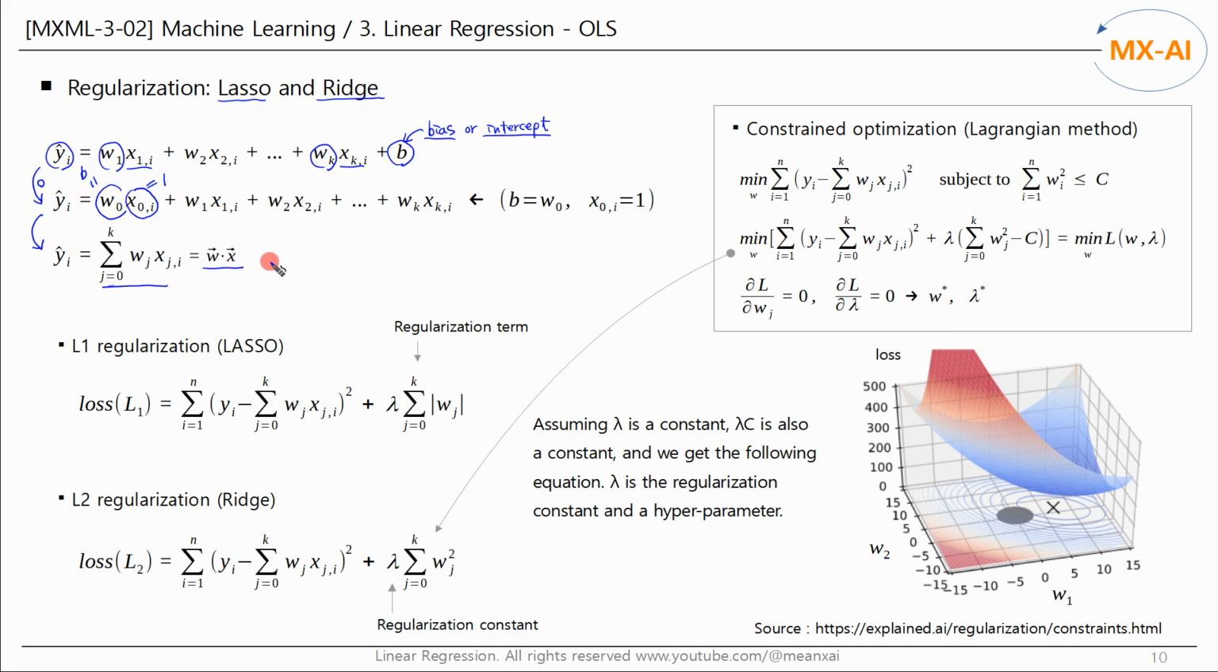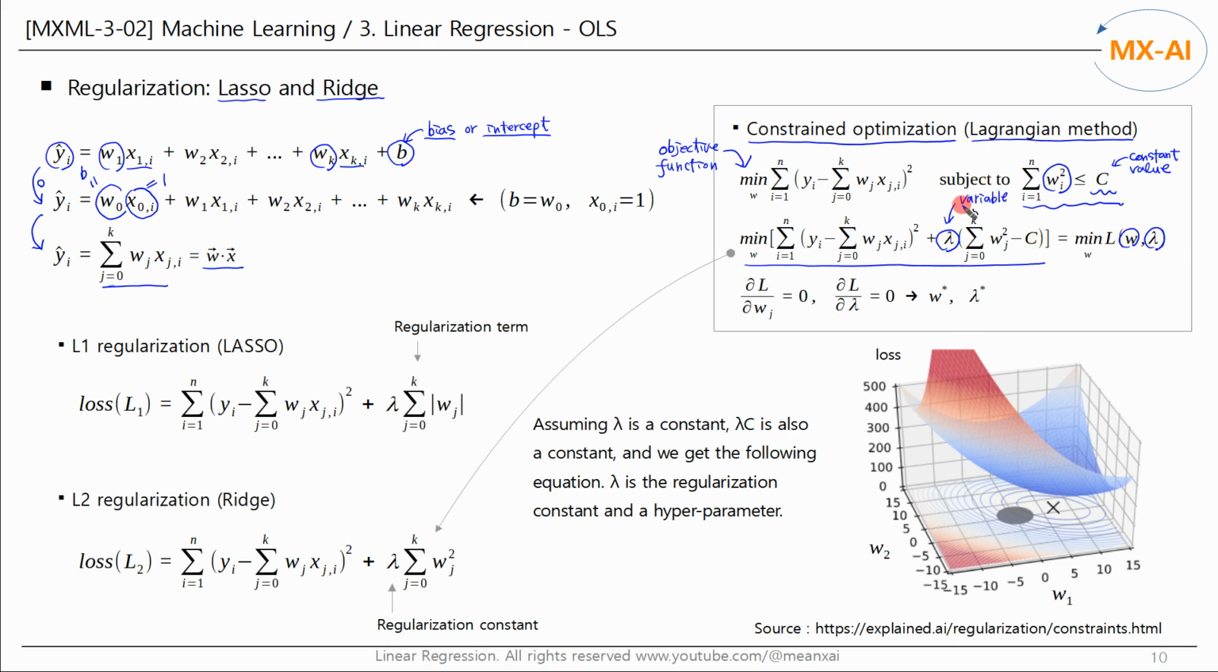And let's consider a constrained optimization problem with one constraint. We have an objective function like this, and we want to set a constraint such that the sum of the squares of w cannot be greater than a certain value c. These constrained optimization problems can be solved using Lagrangian methods. Using lambda, a Lagrangian multiplier, we can write the constrained objective function as follows. This is a function of w and lambda.